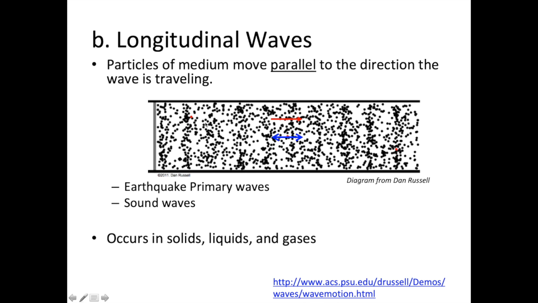These could be air molecules. This could be a sound wave. And the crests of the wave are the places where you have the higher density of air molecules. And this wave is traveling to the right, but an individual particle only moves a short distance right and left.